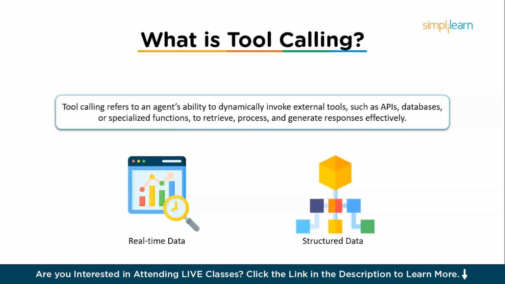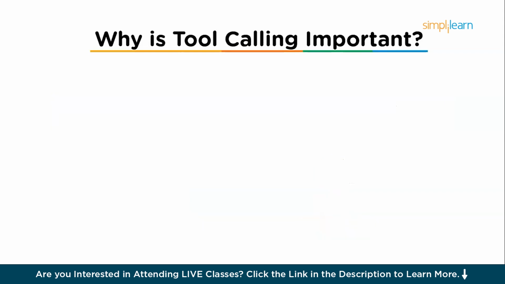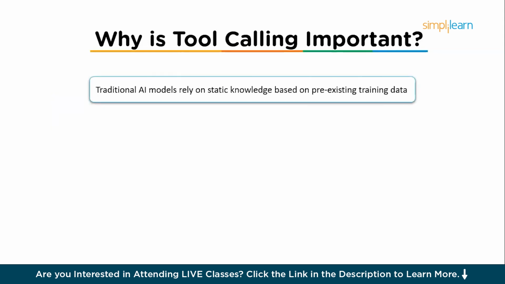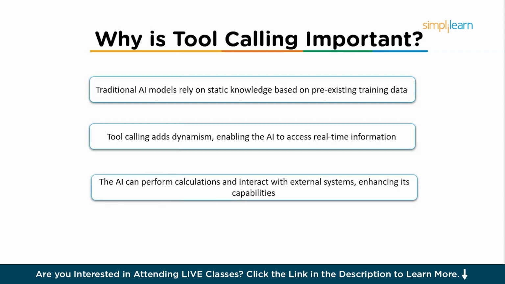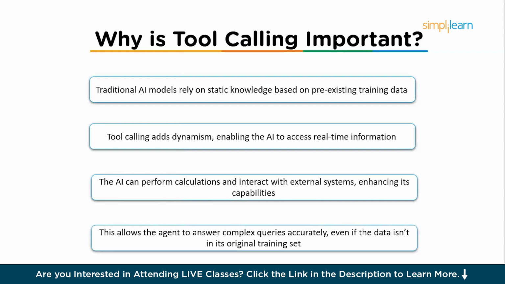Now let's move on and understand why tool calling is so important. In a traditional model, the AI's knowledge is static and based on the data it was trained on. So tool calling adds a layer of dynamism, allowing the agent to fetch up-to-date information, perform calculations, and interact with external systems to answer complex queries. This makes the agent more adaptive and capable of answering questions accurately even if the data is not present within its original training set.